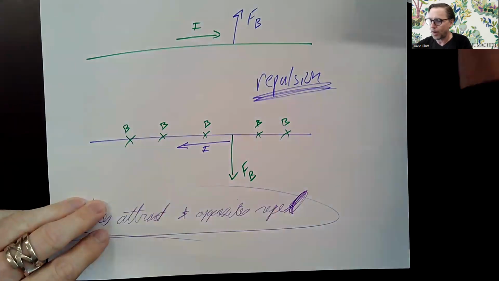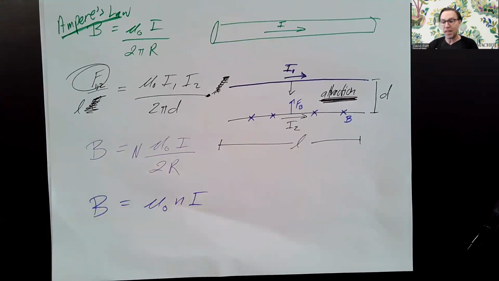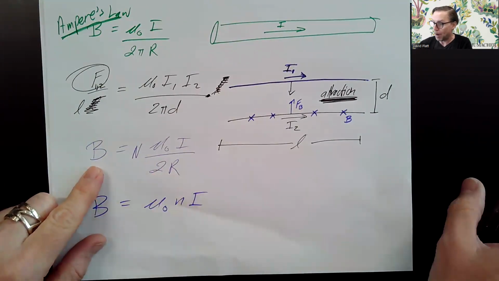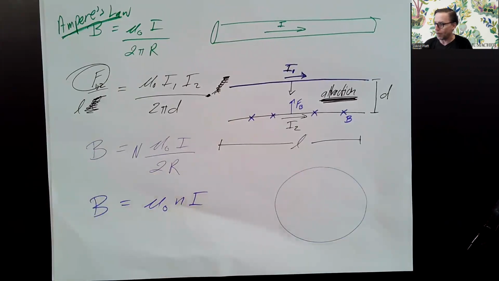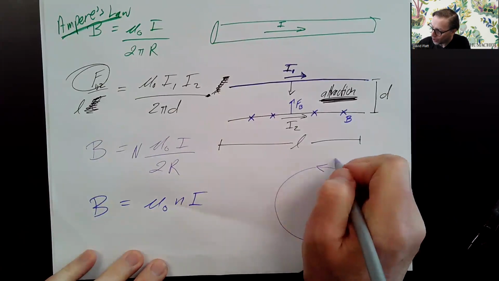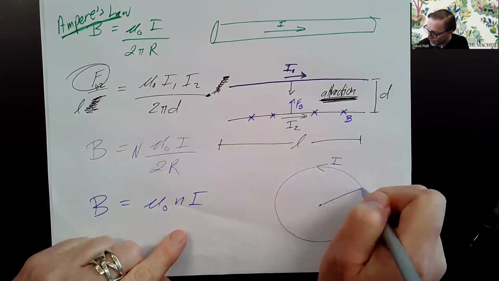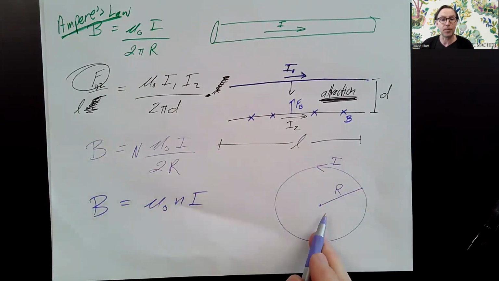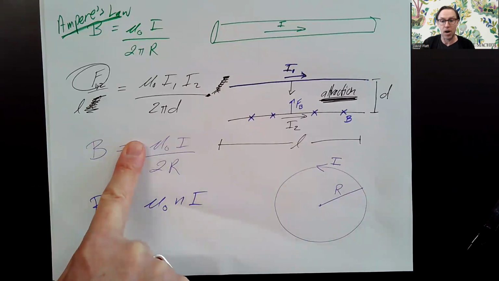All right, that is our first equation and our second equation. Now let's look at our third equation. This equation is about a loop of wire, and it's about the magnetic field inside a loop of wire. So if I have a loop of wire like this, and the wire has a current in it, I, and the loop has a radius, R, there is a magnetic field inside the loop. And this is the strength of the magnetic field. If there's just one loop of wire, B is mu naught I over 2R.